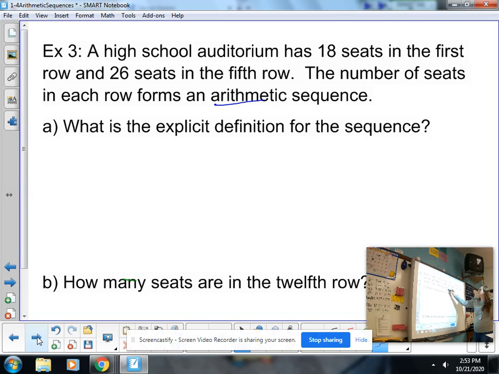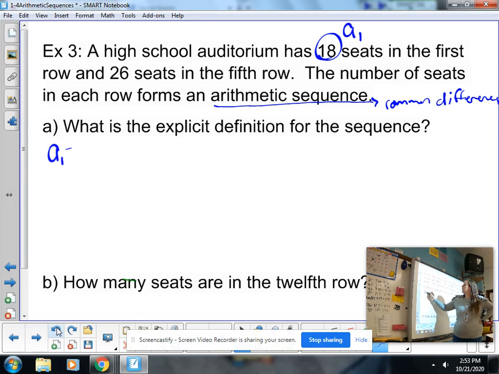So because it forms an arithmetic sequence, that means there is some consistent common difference. We want to know what the explicit definition for the sequence would be. So I know a couple of things. I know this 18 is going to be my A1. So I know A1 is equal to 18.